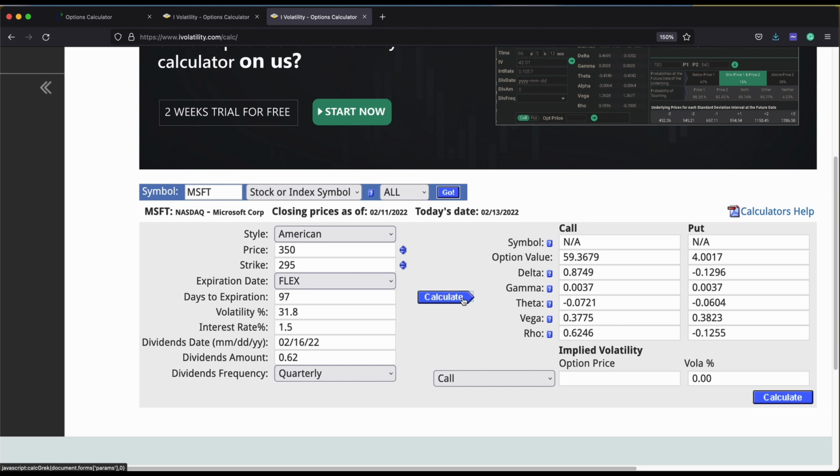Now, there are a few things you need to understand: this tool you should also use to understand how options change. For example, I'm changing nothing, but now I'm changing the days of expiration, and you will see that 59 has turned into 55. So it is telling you roughly that there is $4 of time premium embedded in the option price between 97 days of expiry versus 6 days of expiry.